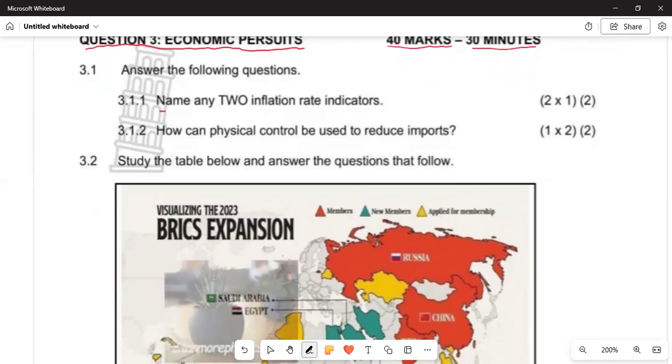So you have to name any 2 inflation rate indicators. That is the producer price index, as well as the consumer price index.